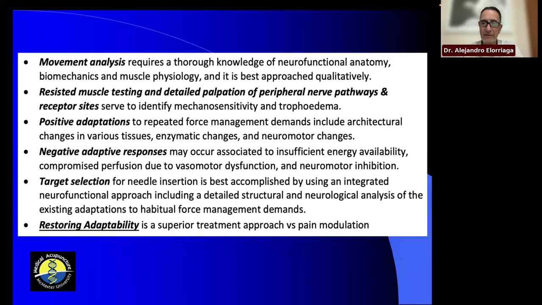And finally, we stated that target selection for needle insertion is best accomplished using an integrated neurofunctional approach, including this detailed structural neurological analysis of the existing adaptations to the habitual force management demands.